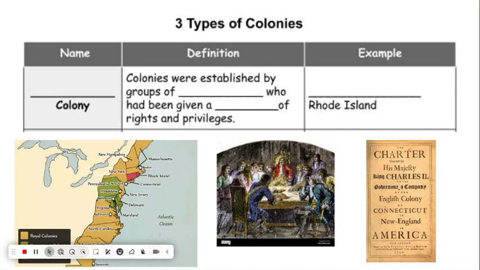There are three types of colonies that we're going to focus on. First one is a charter colony. This is a colony that's established by a group of settlers who have been given a grant of rights and privileges to establish this government. Connecticut and Rhode Island are examples of a charter colony.